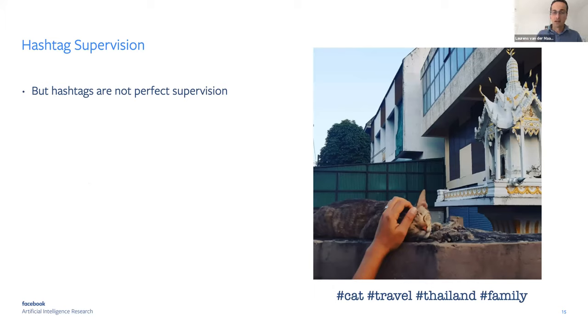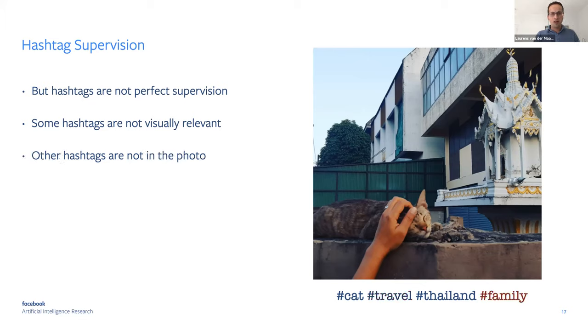So here's an example of another image. This image was annotated with the hashtags cat, travel, Thailand, and family. And you see a bunch of problems here. The first problem is that some hashtags are not visually relevant, right? The hashtag travel is not really visually appearing in this image, even though this was probably a travel picture. Other hashtags are not in the photo, right? Presumably this photo was made at some family gathering, but the family is on the other side of the camera, and so it's not really visible in the photo.